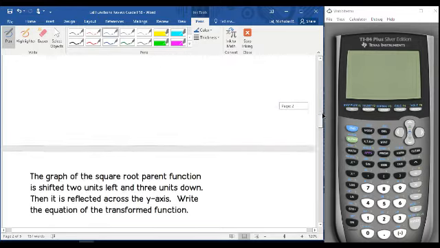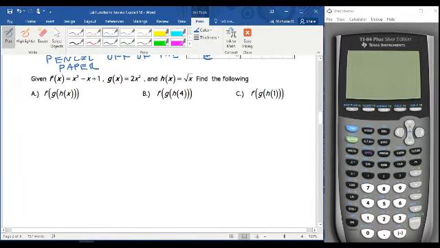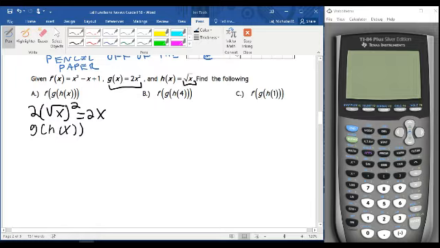Now we need to go to this problem. We find f of g of h of x, f of g of h of 4, and f of g of h of 1. So let's find f of g of h of x. First, we take h of x and we plug it into g of x. So we have 2 times our term, h of x, times the square root of x squared. So the square root of x squared is just equal to x, and that's just equal to 2x.